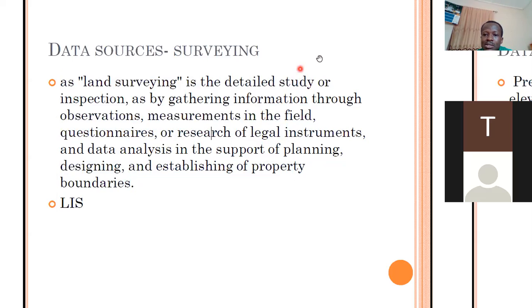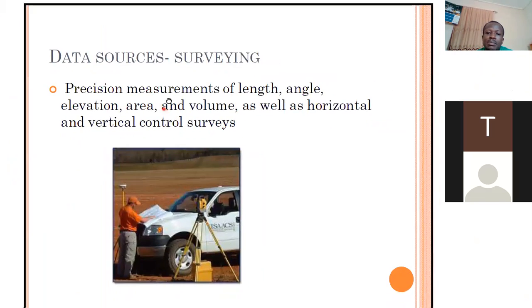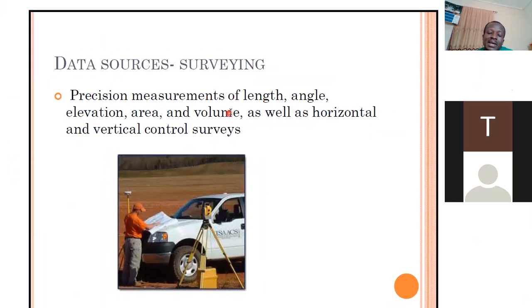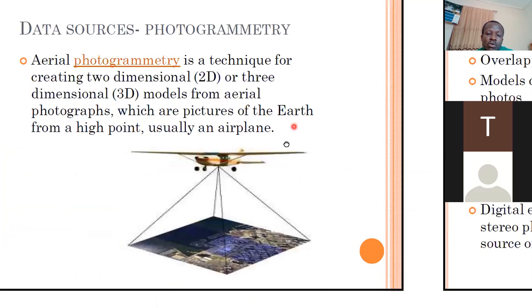So we all know that this is not all about surveying, but obviously precision measurements are done. Surveyors don't just measure anyhow. They always make sure that they've done what we call an accurate or precise measurement. Lengths, angles, elevations, then later on areas and volumes can be calculated. They make use of control points.